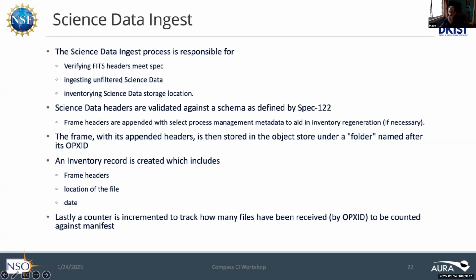The data ingest process verifies the FITS. We make sure that everything that's supposed to be there is there. We validate against the schema, and then only when it is validated do we create an inventory record, which includes the frame headers, the location of the files, where it is in the bucket, and the date of ingestion. And then we increment the counter to make sure that it is counted against the manifest.